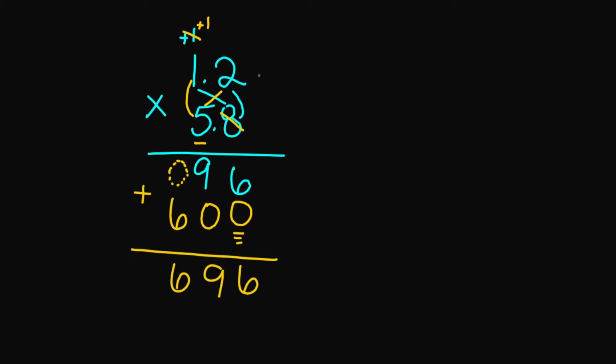Now we're going to tally up our decimal places. I have 1 decimal place here. I have 1 decimal place here. So the total number is going to be 2. So I need to make sure I move 2 decimal places in my final answer. And that's going to be 1, 2, which places me right here between the 6 and the 9. So your final answer is 6.96.